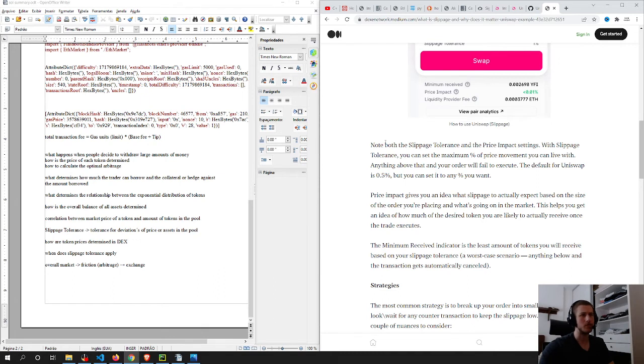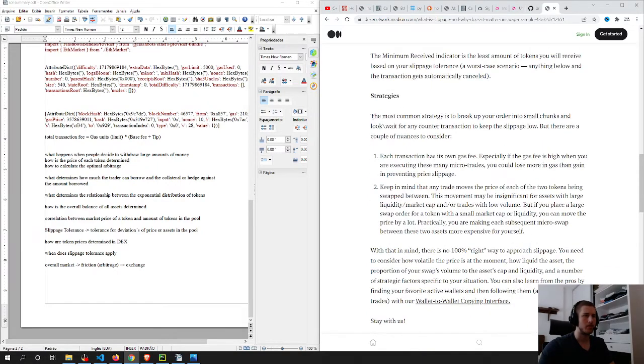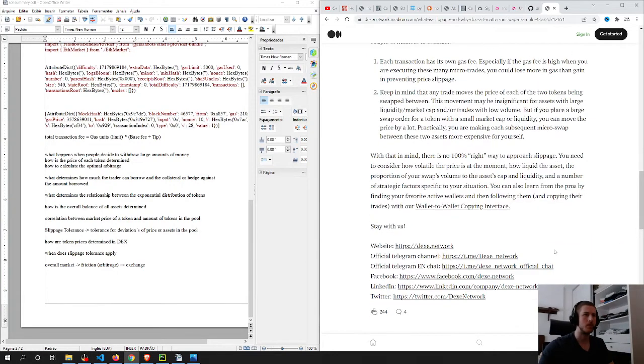Both the slippage tolerance and the price impact settings. With slippage tolerance, you can set the maximum percentage of price movement you can live with. Strategies. The most common strategy is to break up your order into small chunks and wait for any counter transaction to keep the slippage low. But there are a couple of nuances to consider. Each transaction has its own gas fee.